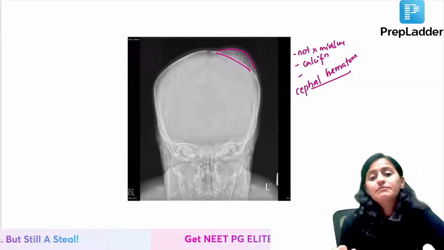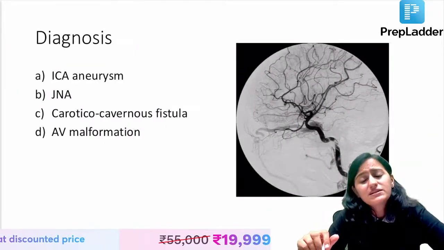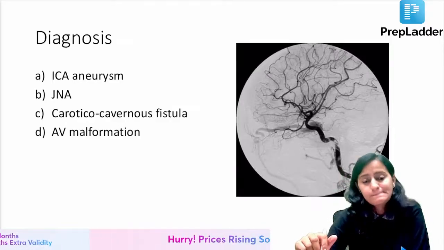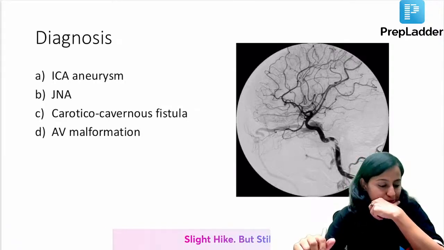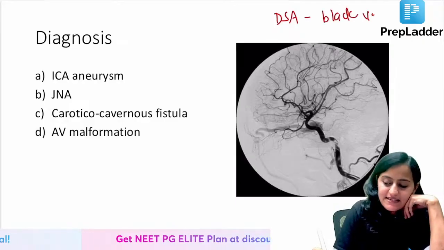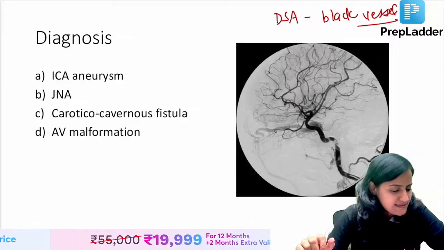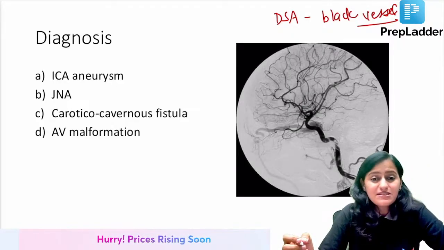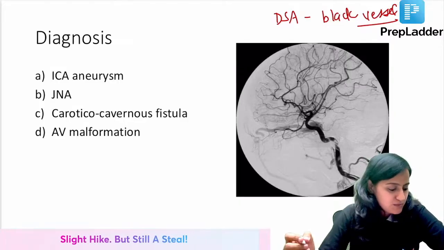This is cephal hematoma. Going to next one, what do you think is the diagnosis? First tell me what is the investigation which is shown here. What investigation is this? Very good. This is DSA. If you see the black vessel like this, it's a DSA, digital subtraction angiogram. And what is the diagnosis, guys? Is it ICA aneurysm? Is it JNA, angiofibroma, caroticocavernous fistula, or AV malformation? What is this?